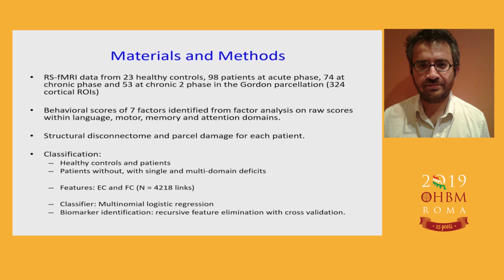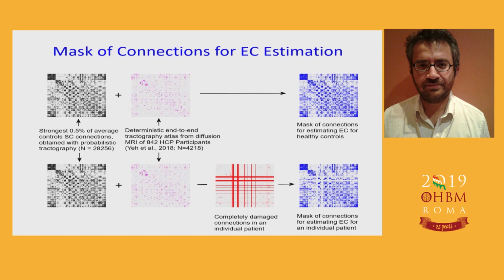And a deficit in this case meant that a patient has a behavioral score of 2 standard deviations below the average control score. So we estimated the effective connectivity, and this is, again, as I mentioned before, the structural connections that you use to estimate the effective connectivity was important. So in this case, we used 2 structural connectomes.